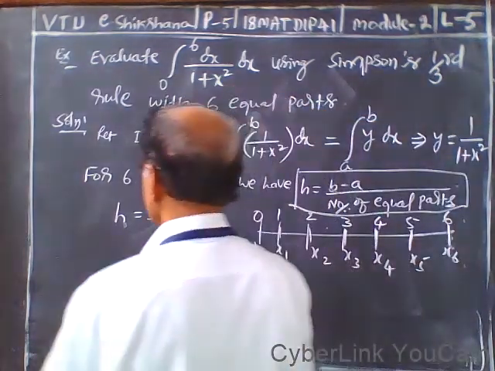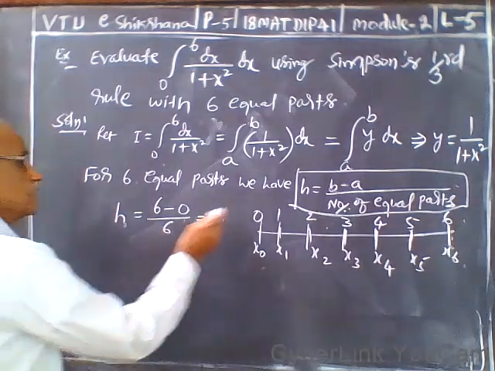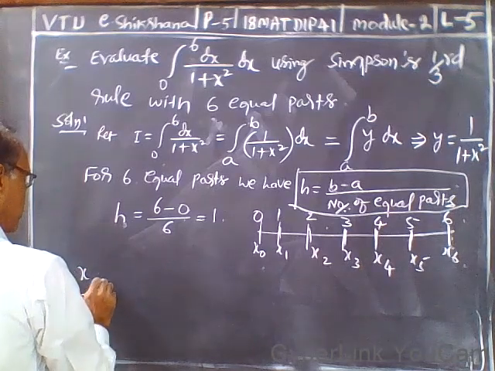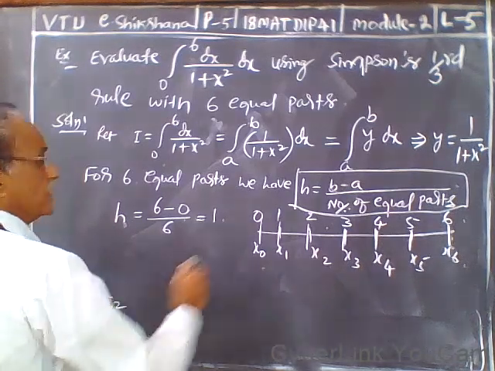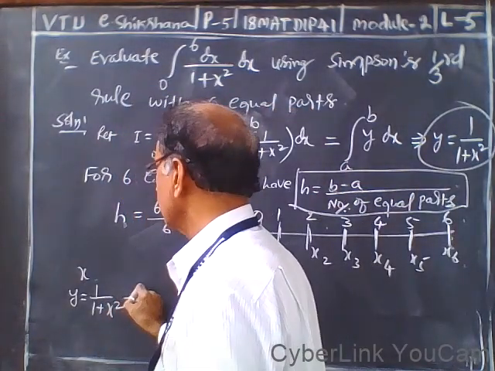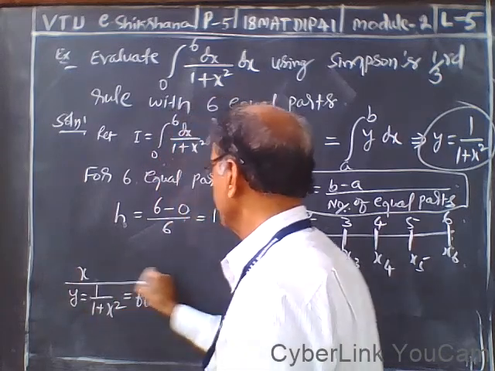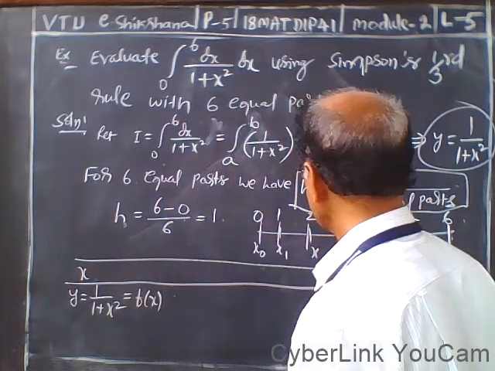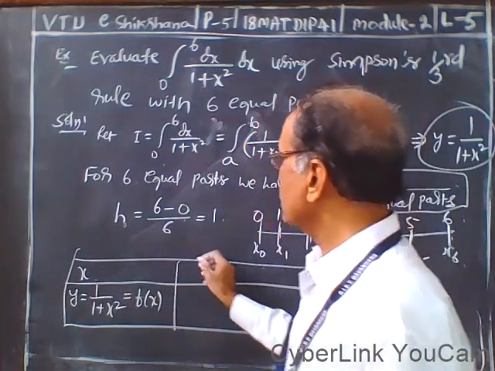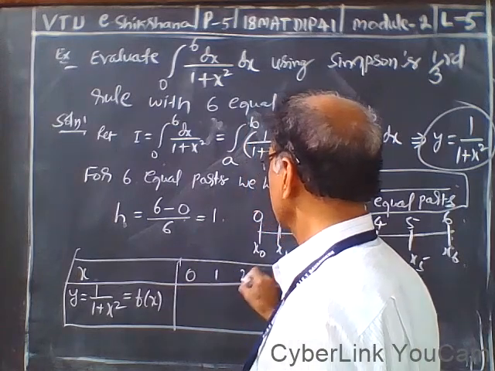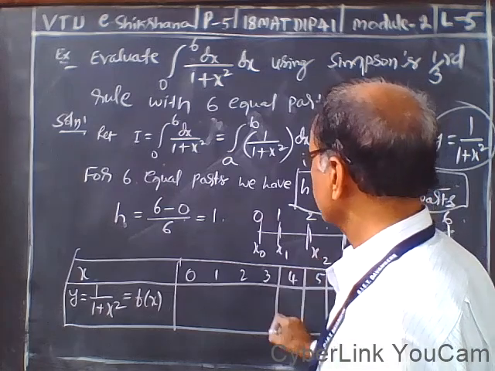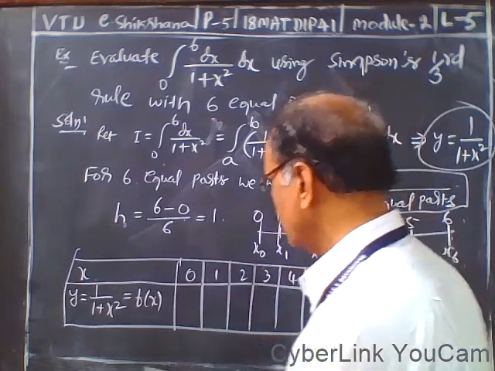Okay. Then, from the difference table, the set of values of the table, x and y is equal to 1 divided by 1 plus x square. This is your equation. Okay. So, y is equal to f(x). This is nothing but f of x. So, prepare a table according to the ordinates. How many ordinates are there? 7. But the number of equal parts is 6. This is 0, 1, 2, 3, 4, 5 and 6. So, what are the corresponding calculations? You must go on writing.